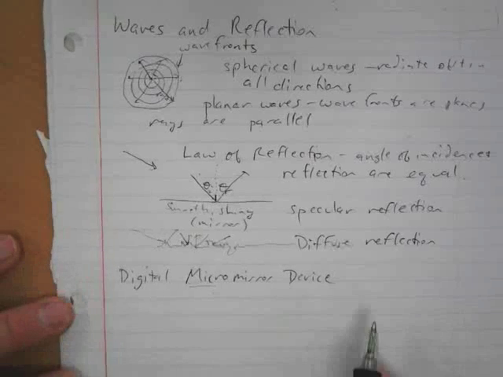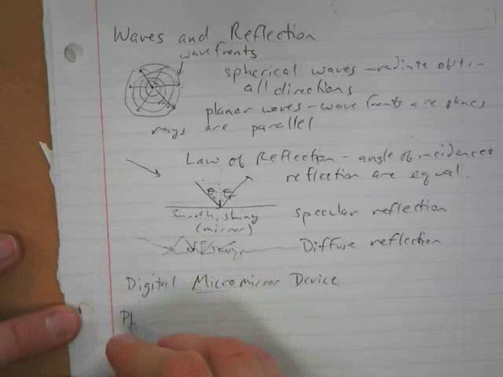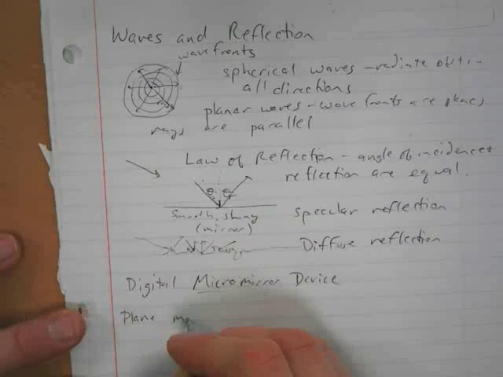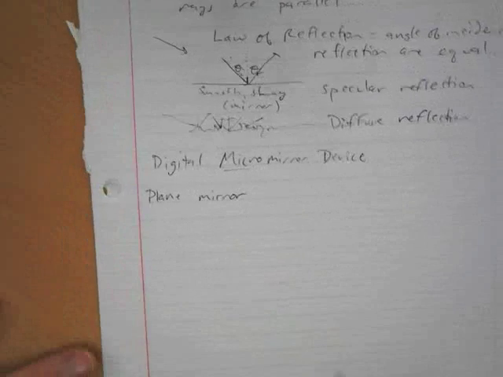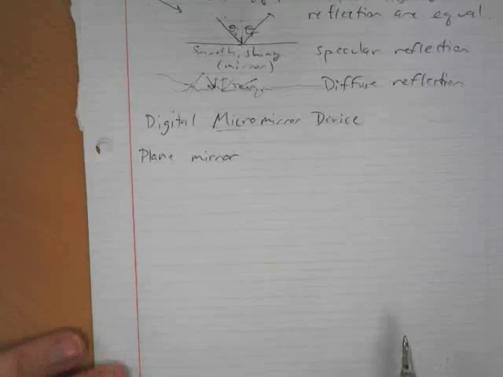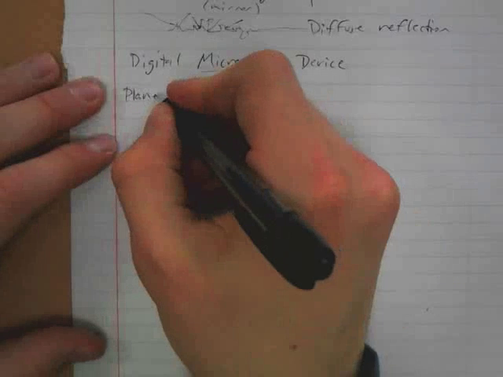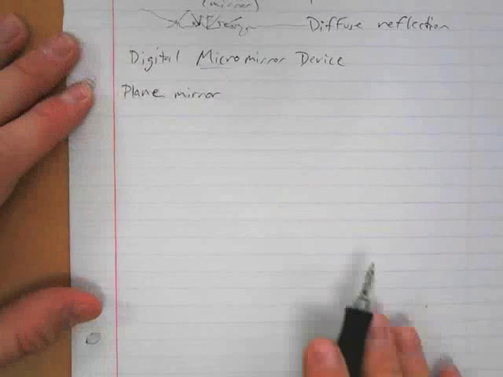Anyway, a plane mirror is the more physicsy term for a typical mirror that you usually think of, like you see in the bathroom, or maybe some of you girls have a little flip-up mirror that you keep in your purse so you can check out what you're looking like. Maybe some of you guys have that too, but you wouldn't admit it.